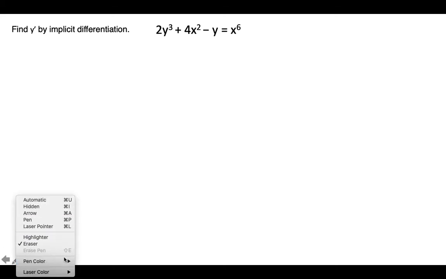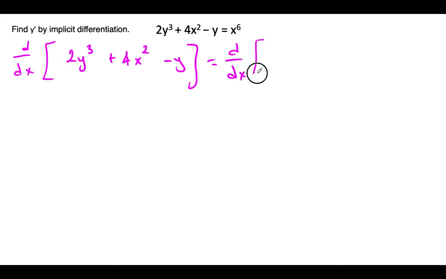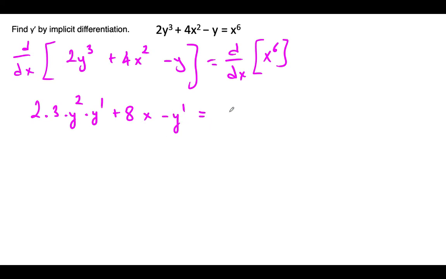Now, how can I continue right now? So just y prime I need. So d dx of 2y cubed plus 4x squared minus y is equal to d dx of x to the 6. So it will be 2 times 3 times y squared times y prime plus 8x minus y prime is equal to 6 times x to the power of 5. And then 6y squared y prime plus 8x minus y prime is 6x to the 5.